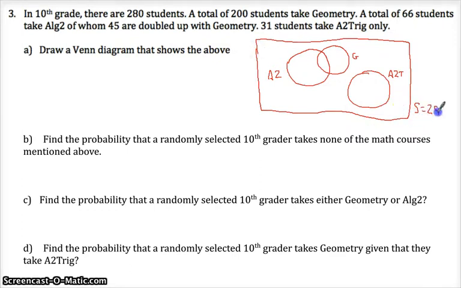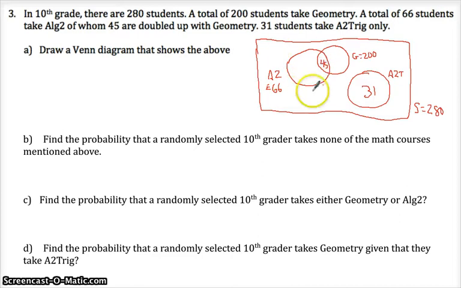All right, so there's 280 in the whole sample space. There's 200 in here. So I'm just going to hold that there as a placeholder. There's 31 in here. They were their own thing, right? They don't do anything else. They're just in algebra 2 trig. There's 66 in this total. That's 66. 45 are in here. So now I can start to fill everything else out.